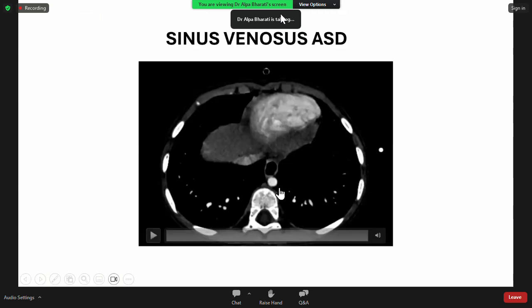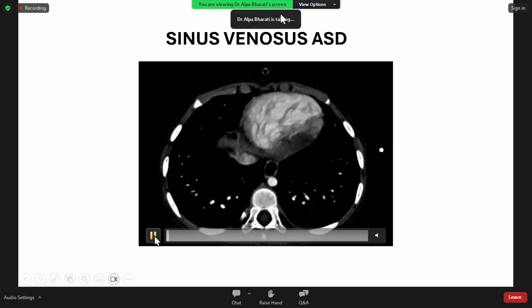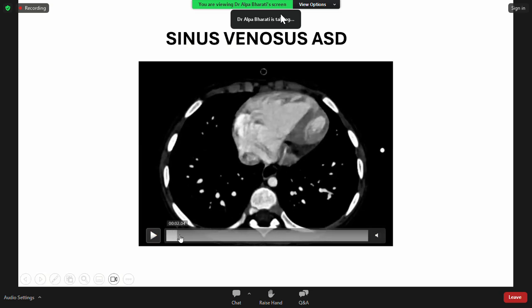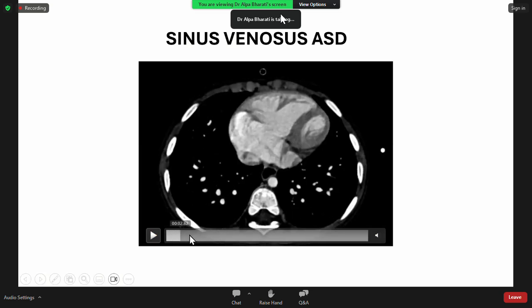Next, after completing these, let's go to sinus venosus ASD. This is an atrial septal defect which is very close to the SVC or IVC insertion points, and there is an anomalous drainage of pulmonary veins across this ASD. So let's look at this case. This is a case of, I think, superior sinus venosus ASD.